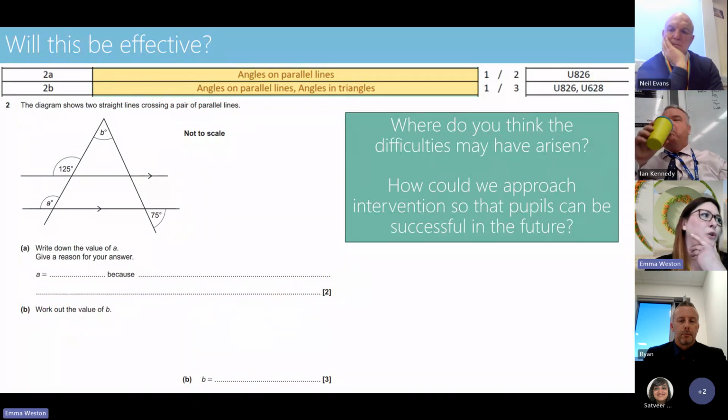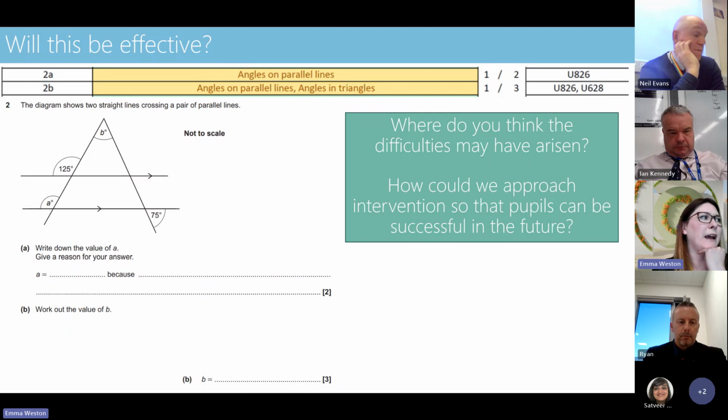So this is the question. We've already had a suggestion from Ian that they might have been able to calculate the angle but not give the reason. What sorts of things do you think might have been the problem in part B?